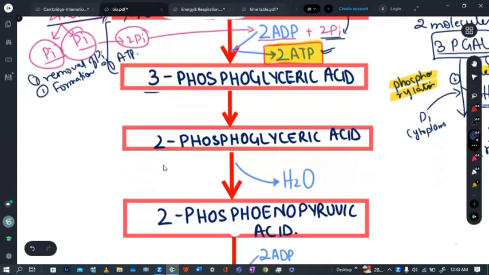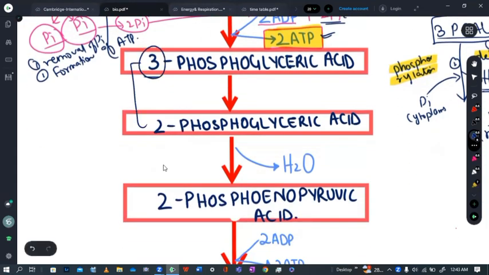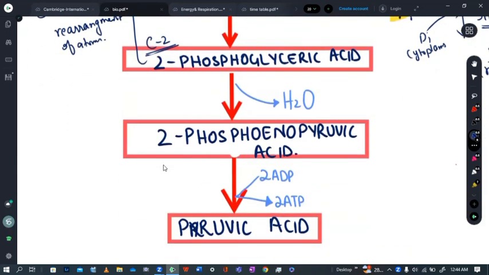This 3-phosphoglyceric acid, this 3 means that phosphate is attached to the carbon number 3. What happens is, again, rearrangement of atoms takes place, and this phosphate which was attached to carbon number 3 gets attached to the carbon number 2, forming the same compound, but here the number is changed. Carbon number 2, 2-phosphoglyceric acid. So rearrangement of atoms takes place. Then we have the compound 2-phosphoglyceric acid.